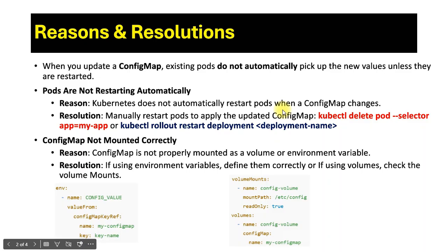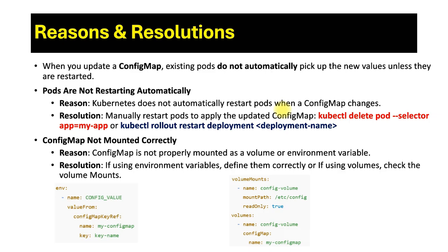So now let's understand what all the reasons are. So whenever you update a ConfigMap, existing pods do not automatically pick up the new values unless they are restarted. So the very first reason: you have updated a ConfigMap and you have not restarted your pod, then the changes, whatever the changes you have made, will not reflect in your application or in your pod. So the very first reason is the pod which is running is not restarted, so you have to restart the pod. For that basically you have to manually go and restart the pod and update the ConfigMap values.